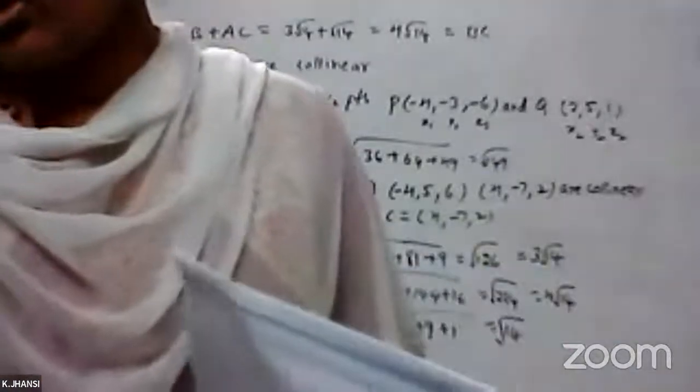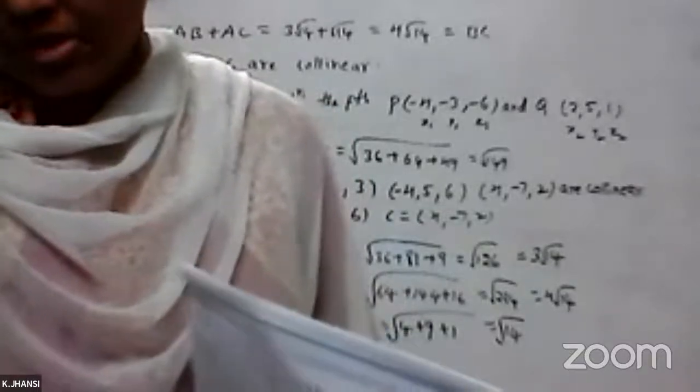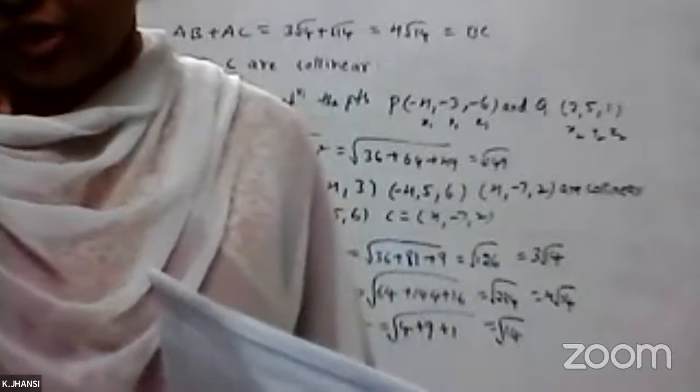That question is in your check your progress, and the solution is given at the back of your unit. So try to practice all these problems. This is the compulsory 5 marks question you will get.